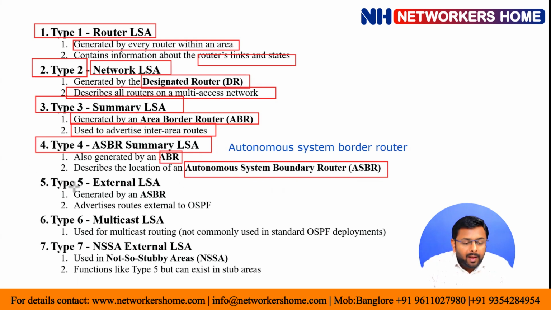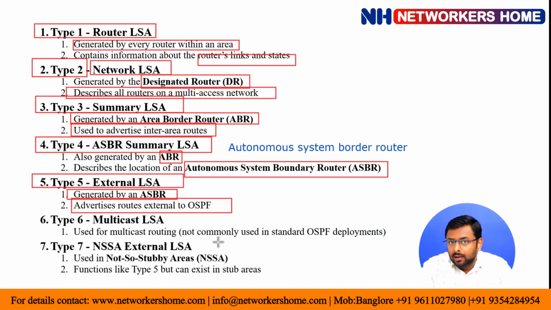Then fifth, we have type 5, and type 5 is called an external LSA. It is generated by the ASBR, that is the Autonomous System Border Router or Boundary Router. Now, what does it advertise? It advertises the routes external to the OSPF. Whatever network is present there, that information will be exchanged. That's why it is called the external LSA: the information that you get from the external environment or external network.